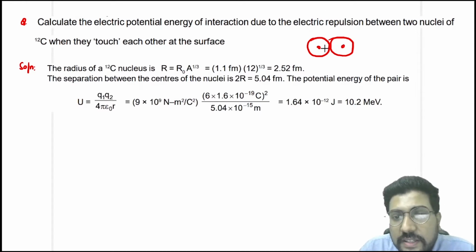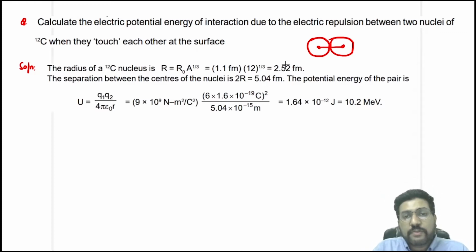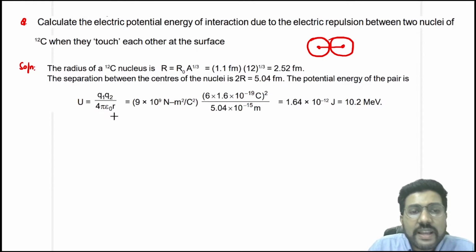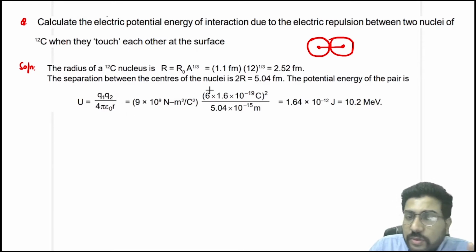Separation between the centers of the nuclei is 2r, and 2r will be 5.04 femtometer. Just double it. Then you know that the potential energy formula between two charges is kq1q2 by r, right? Now Q1 is 6 into 1.6 into 10 raised to power minus 19. Why? Because there are 6 protons, right? The charge of one proton is this.